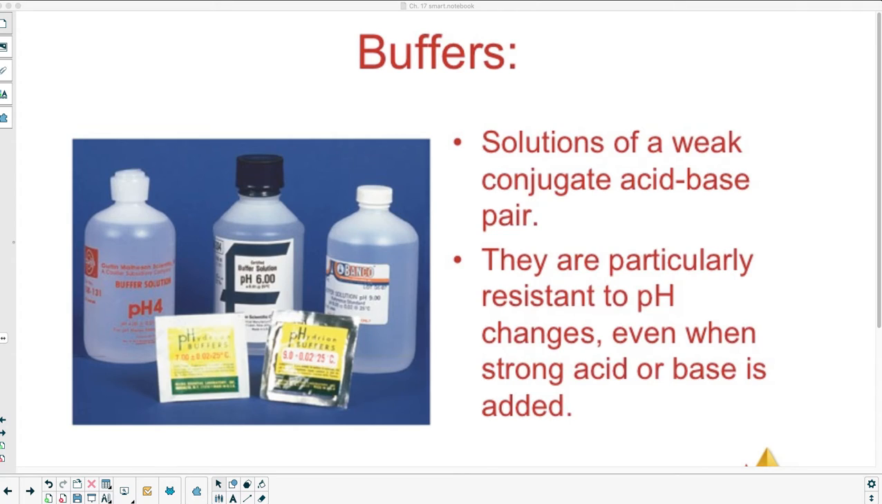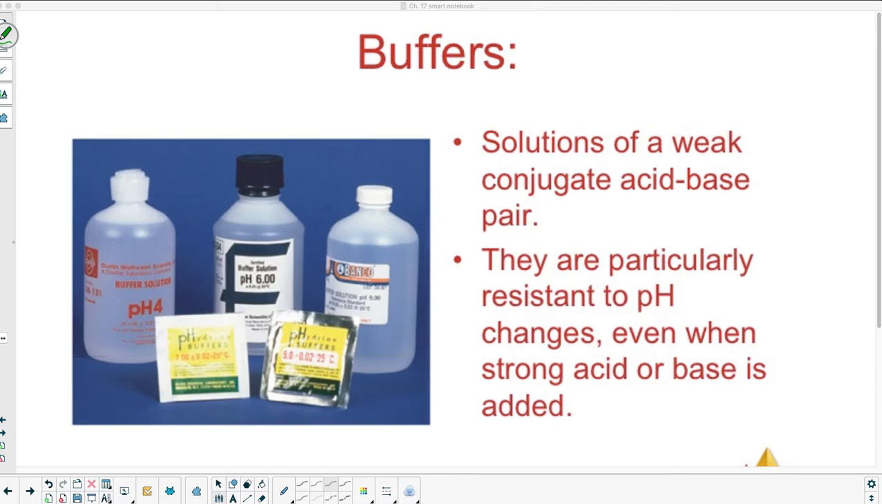Class, this is about buffers. That's 17.2. So let's take a quick look at this. This says solutions of a weak conjugate acid-base pair. What does that even mean? I can say the words, but unless you know what it's talking about, it's not very helpful.